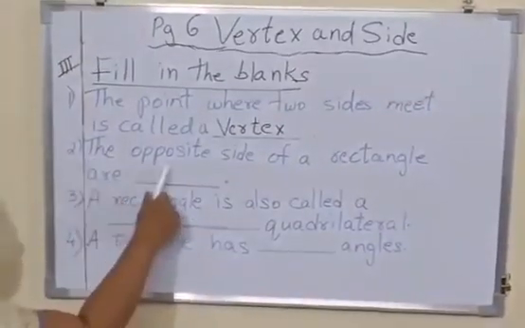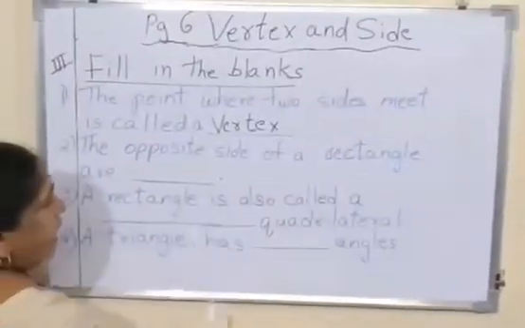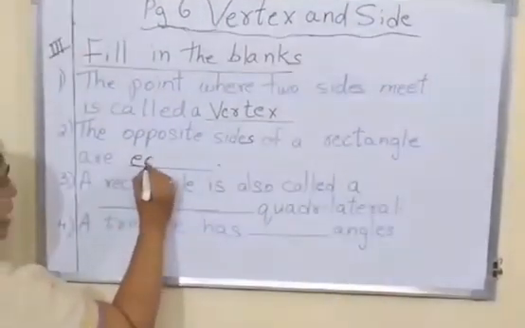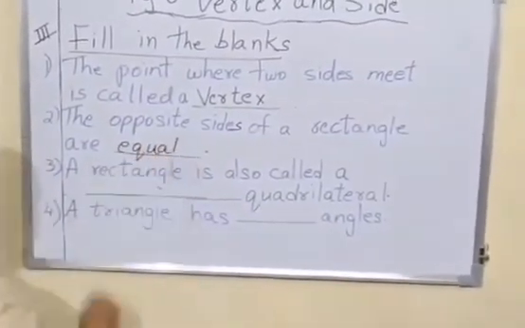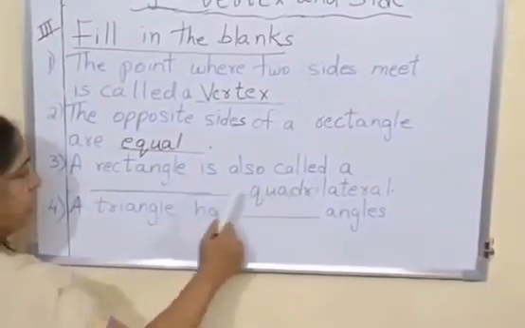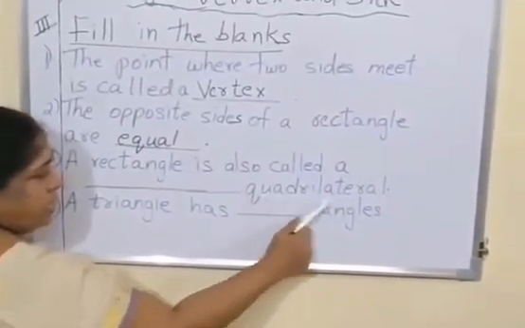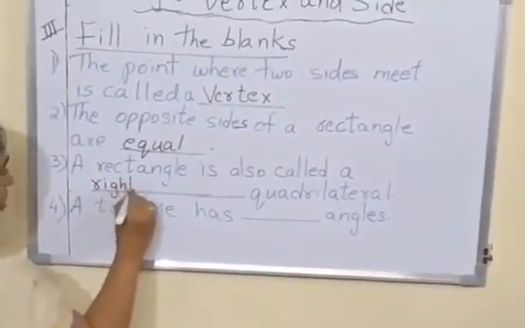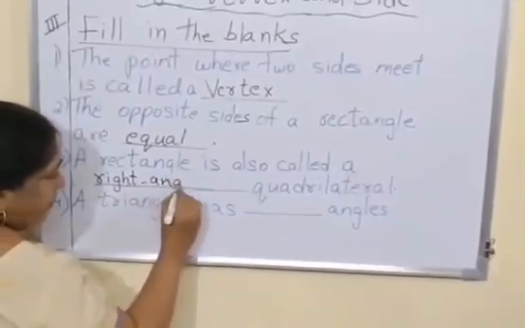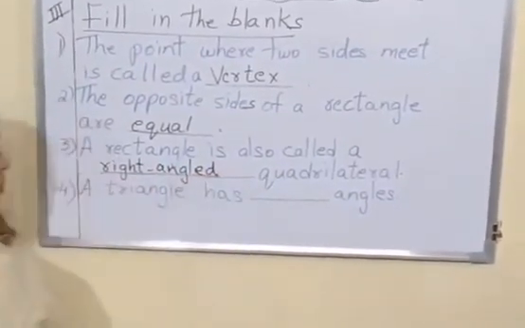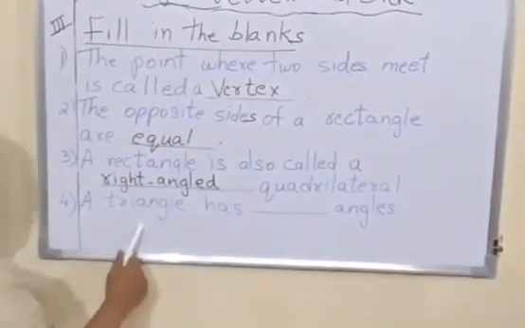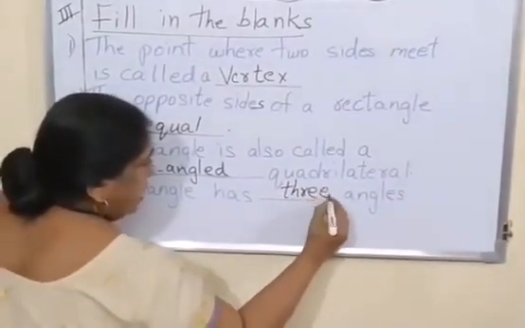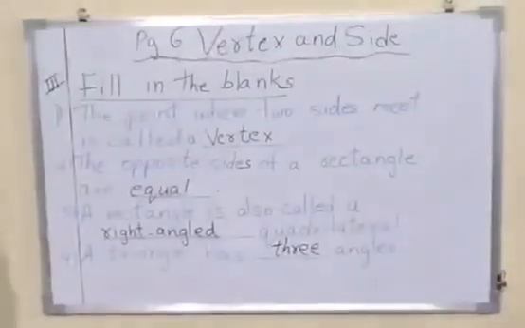Now the second one, opposite sides of a rectangle are dash. They will be equal. Third one, a rectangle is also called a dash quadrilateral. What is this? Quadrilateral. So the answer here will be right angled. What is this called? Right angled. Okay. And the last one, the fourth fill in the blank: a triangle has dash angles. Here the answer will be 3. Triangle has 3 angles, 3 sides and 3 vertices.